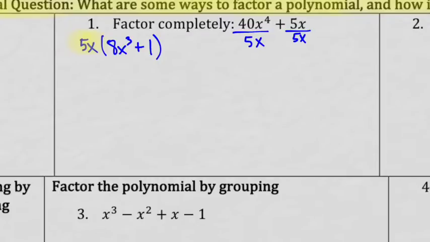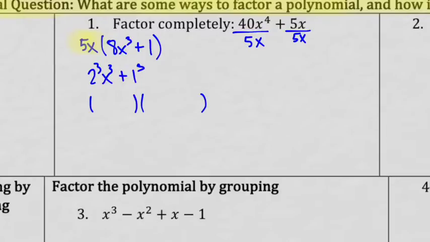8x cubed as 2 cubed x cubed plus 1 cubed, right? I wrote all of them as cubes. 8 is 2 cubed, x cubed is just x cubed, and 1 is 1 cubed. And now what you do is set up your parentheses. Your first one will be a binomial, your second one will be a trinomial.